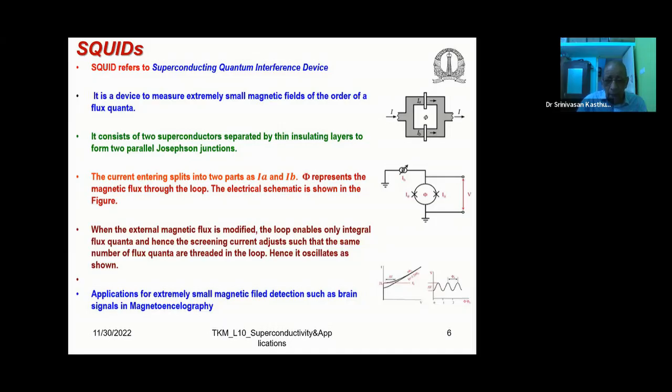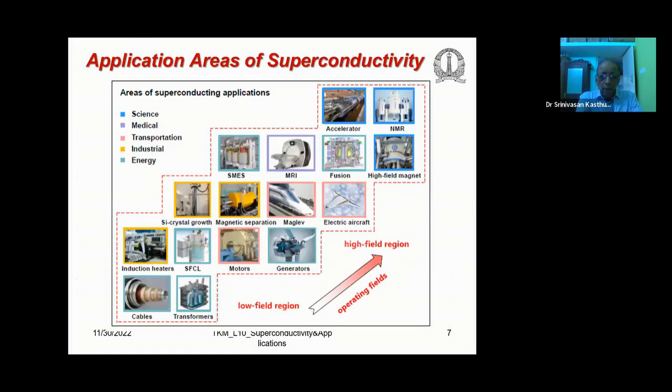So the screening current now alternates, this way that you can see here, it is alternating like this. And the current maxima between the two flux points is actually referring to the flux quanta. Okay. So application of extremely small magnetic field detection is possible by the SQUIDs, and they are useful for measurement of brain signals in magnetoencephalography, as well as the signals from the heart in magnetocardiography.